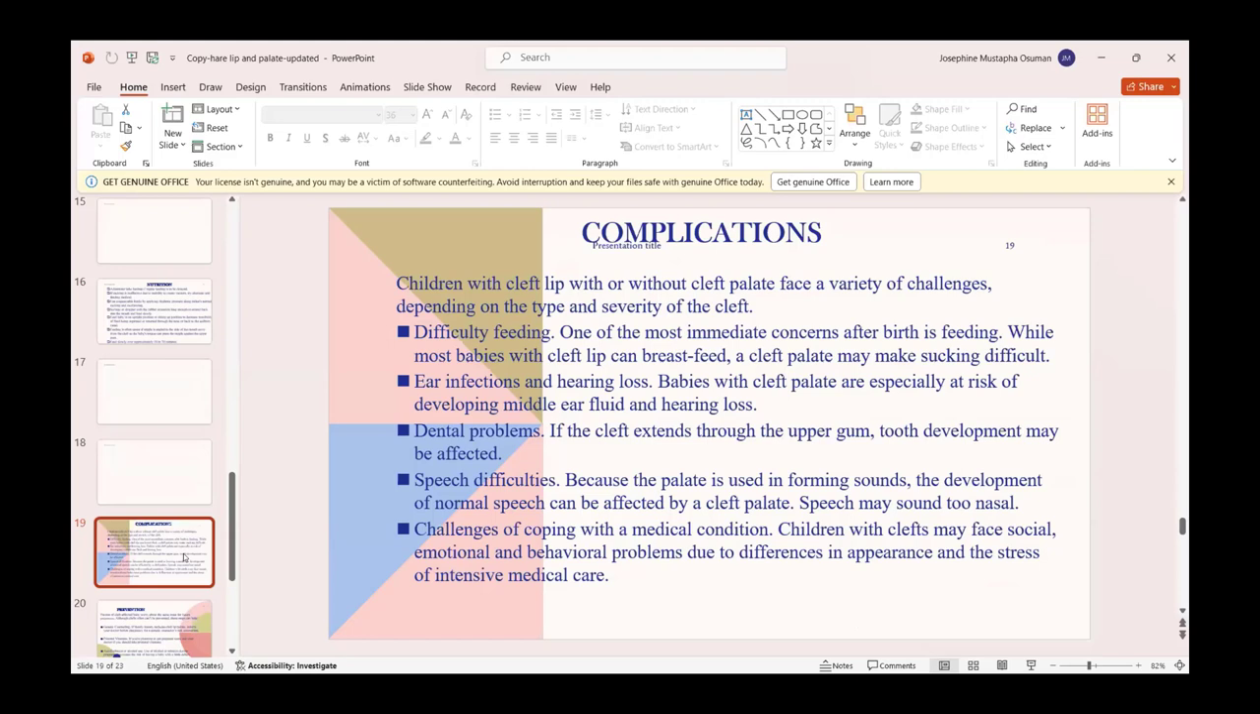There is also the development of ear infections and hearing loss. Neonates with cleft palate are especially at risk of developing middle ear fluid or hearing loss. And then in the near future, they develop speech difficulties. And then there are challenges in coping with their medical condition, facing social, emotional, and behavioral problems due to their appearance.